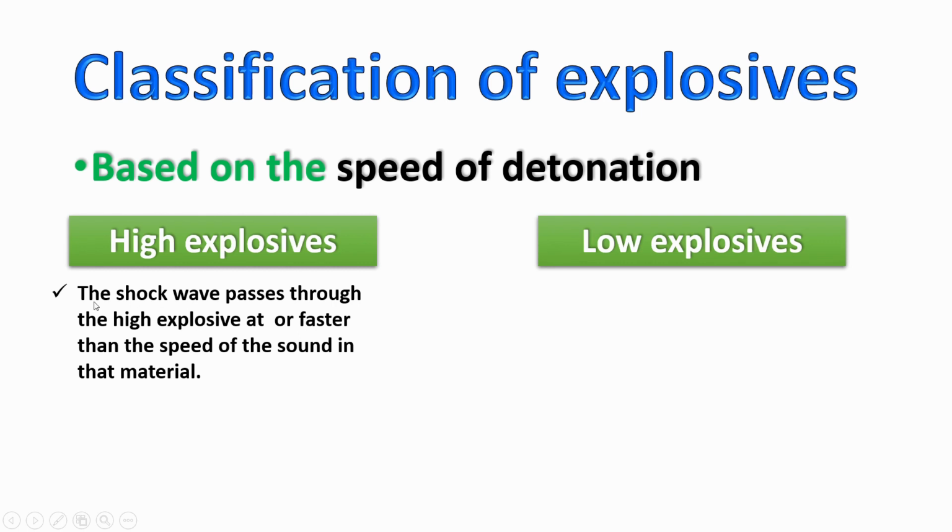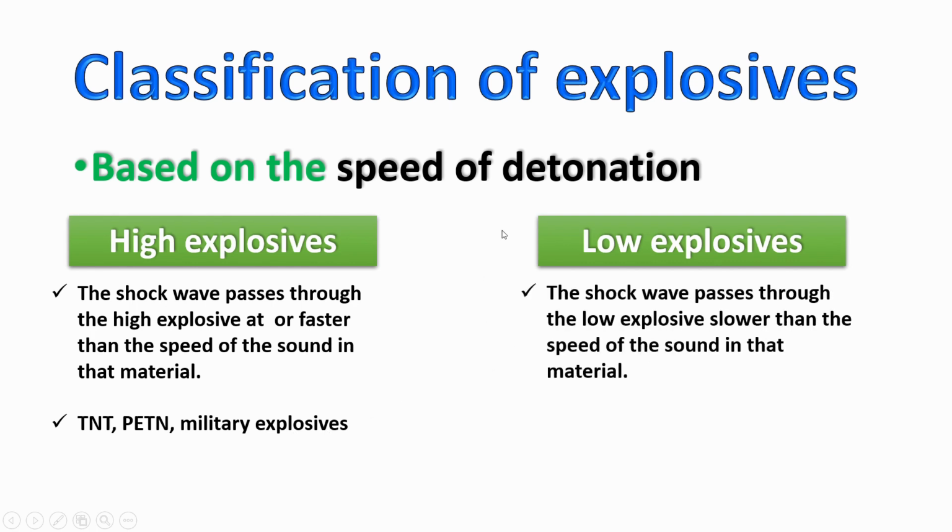In the high explosive, the shock wave passes through the high explosive at or faster than the speed of sound in that material. Examples are TNT, PETN, military explosives. I've told you the full forms: TNT is trinitrotoluene, PETN is pentaerythritol tetranitrate.